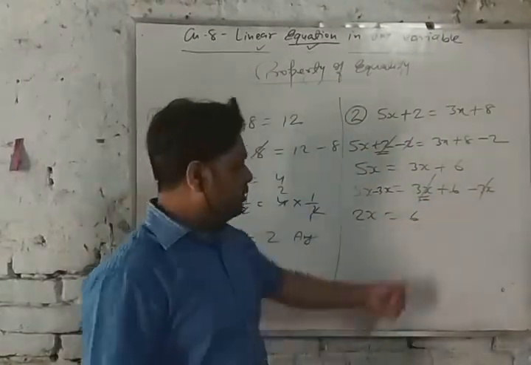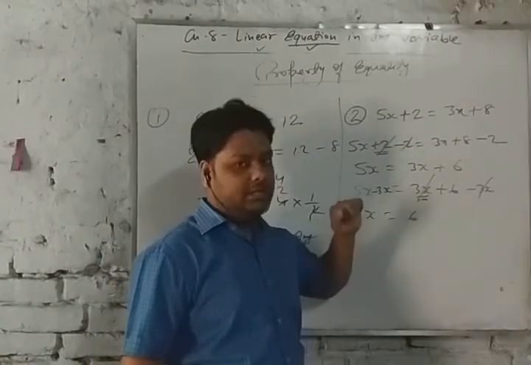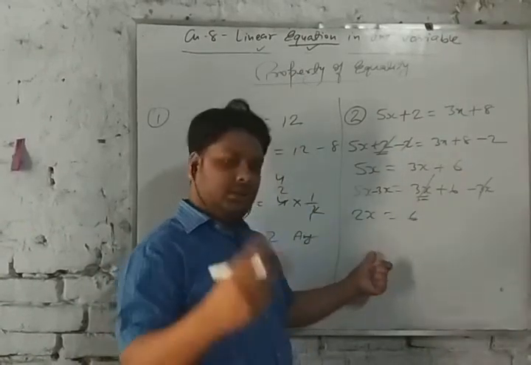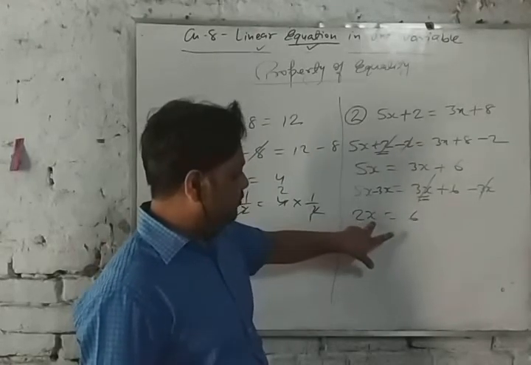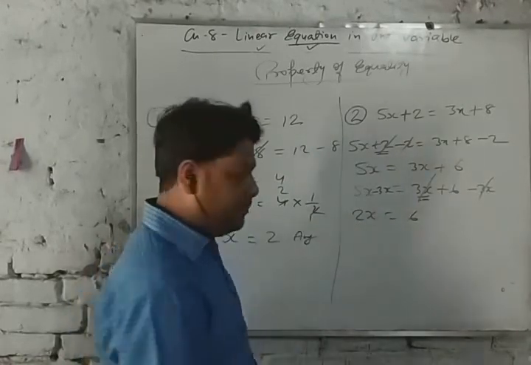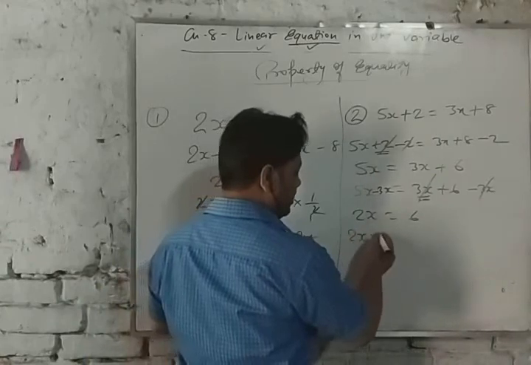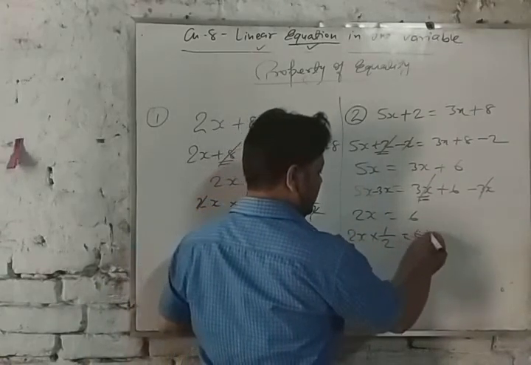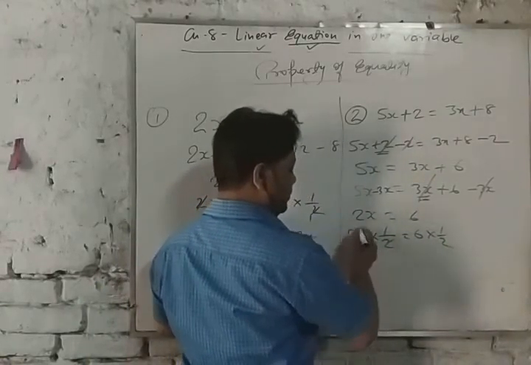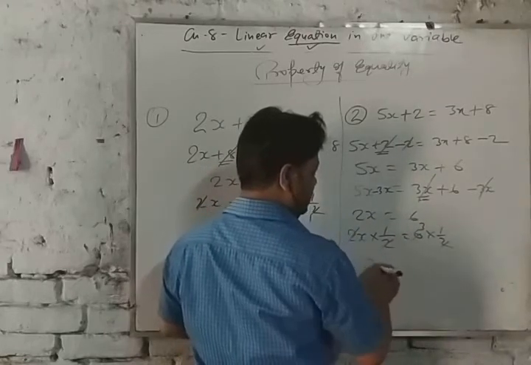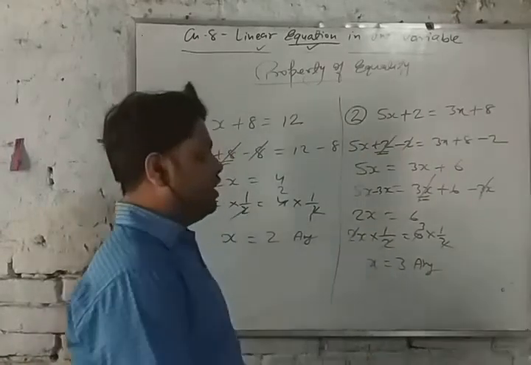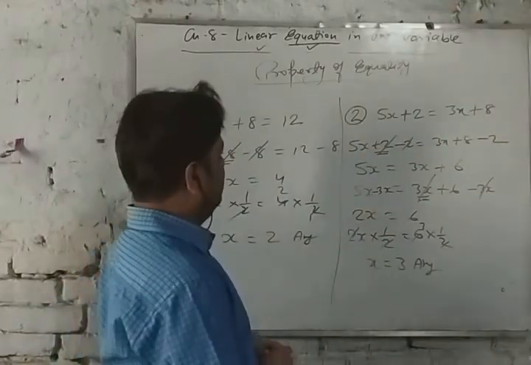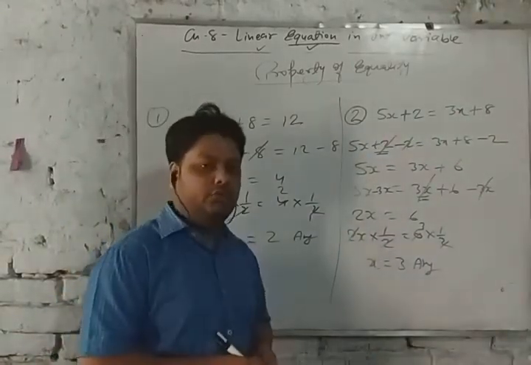Now there is no variable in RHS. That is, we can apply now the second step. Now the coefficient of the variable is 2. Then the multiplicative inverse of 2 is 1 by 2. Same as here also. Then 2 cancels out, and 2 threes are also 3. So x is equal to 3. So like this we can solve this type of question by using the property of equality.